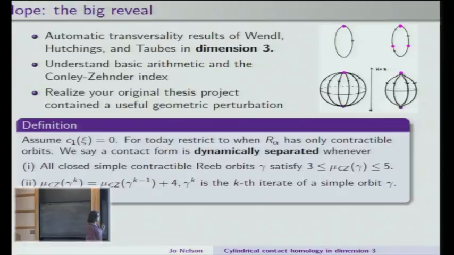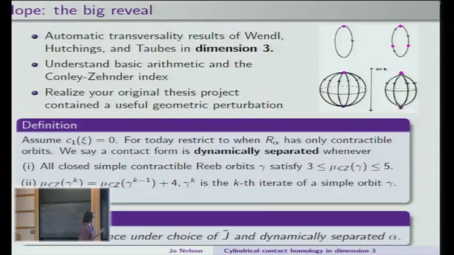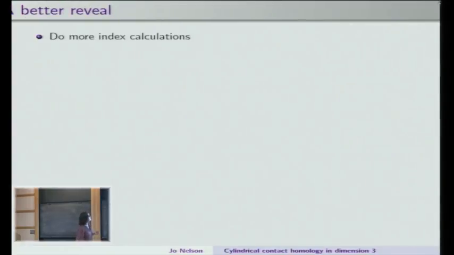1 minute left. Okay. So the basic thing is all closed simple contractible Reeb orbits satisfy Conley-Zehnder index between 3 and 5, and every time we iterate the Reeb orbit, we want to go up uniformly by 4. And then the theorem is that d squared is 0, and you get invariance under the choice of J, but only under dynamically separated alpha. So it's not going to be for all contact forms.